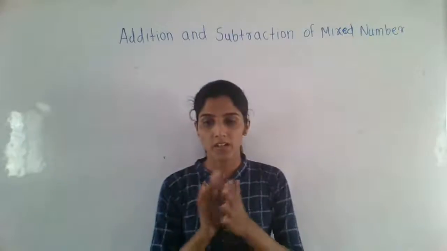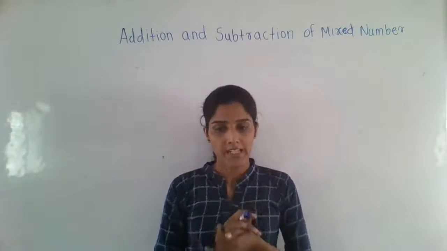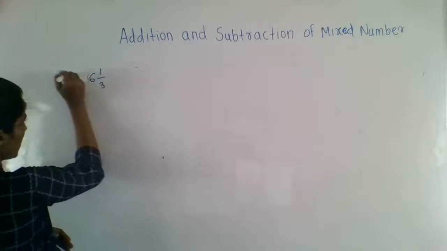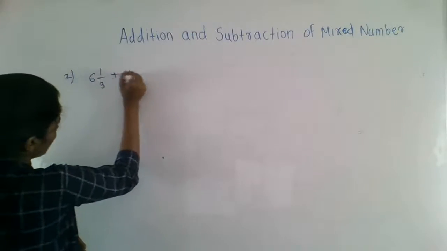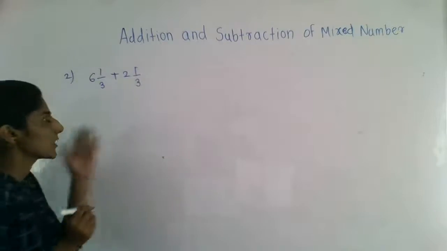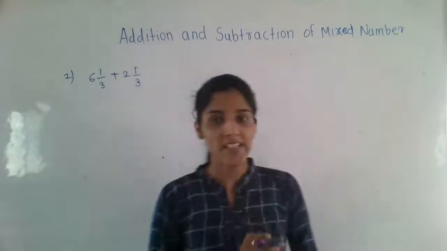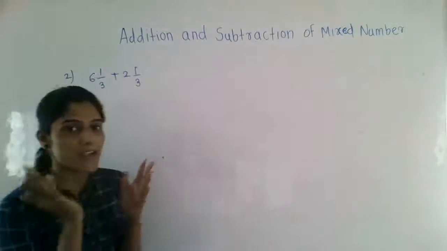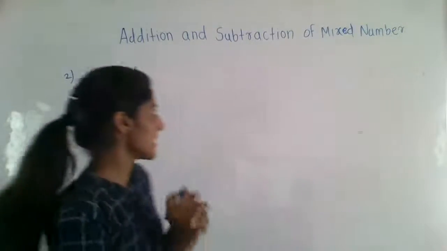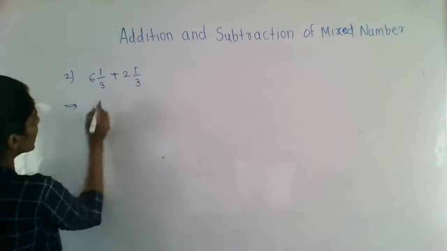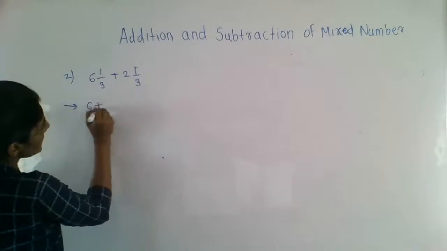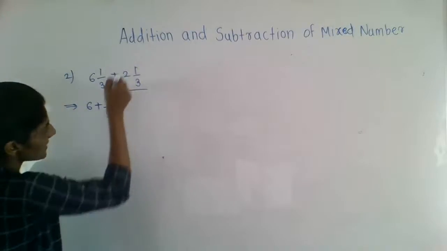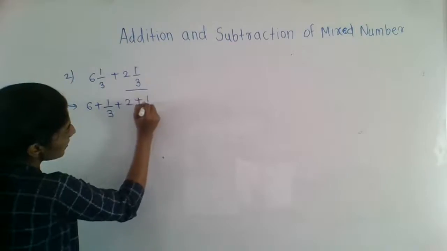Suppose we take the next example from the practice set, that is suppose 6 and 1 by 3, that is our example number 2, and 2 and 1 by 3. Okay, here again we have to add these two numbers and now you will understand how to add these mixed numbers. Okay, see how we can add. 6 and 1 by 3 means 6 plus 1 by 3. 2 and 1 by 3 means plus sign as it is, 2 plus 1 by 3.